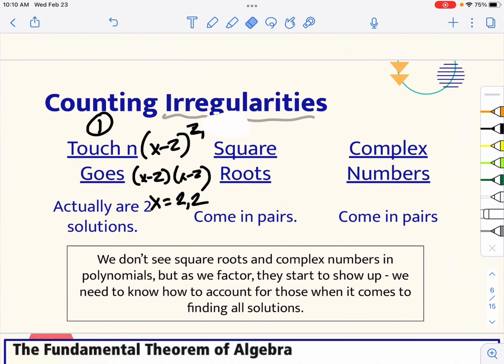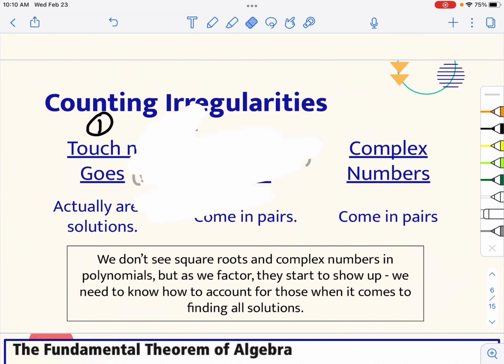If this were x minus 2 to the 4th power, then we would have 4 x minus 2's, and then 2 would count as 4 solutions. So that's one thing, again, when we're counting solutions and making sure it matches our degree. That's one thing we need to watch out for, is touch and goes.